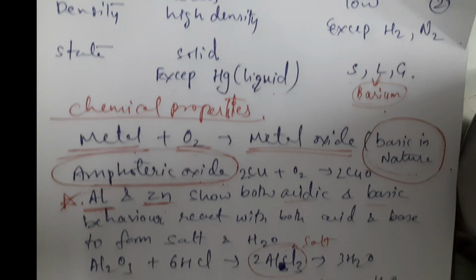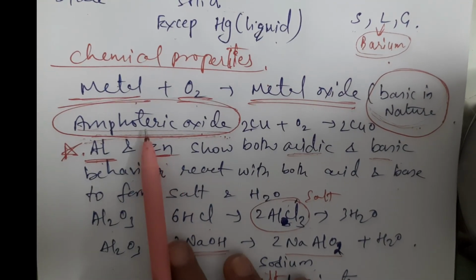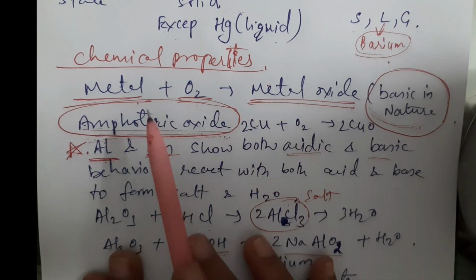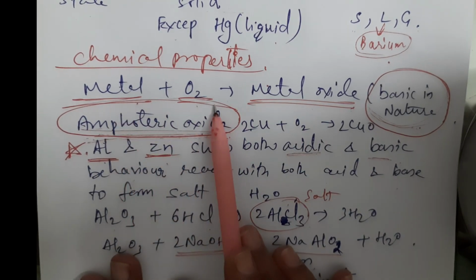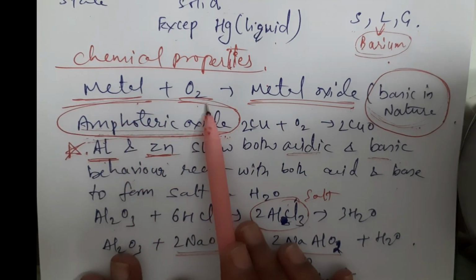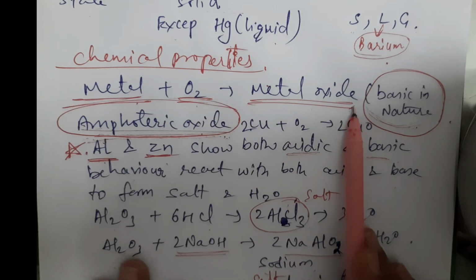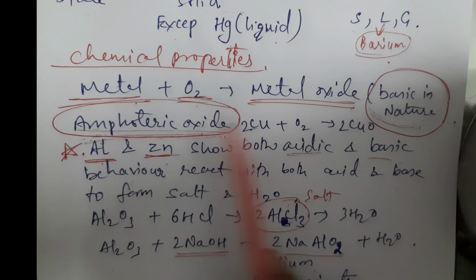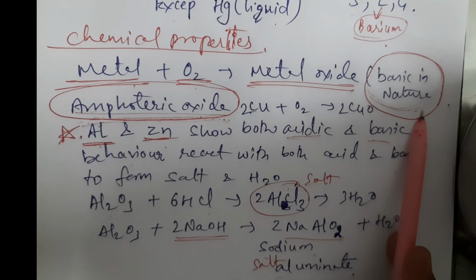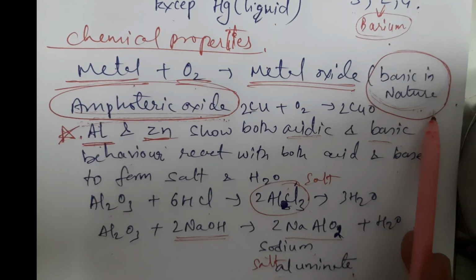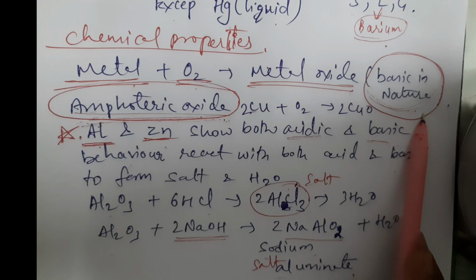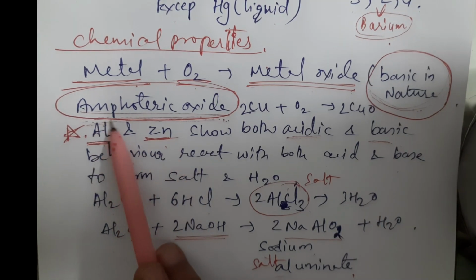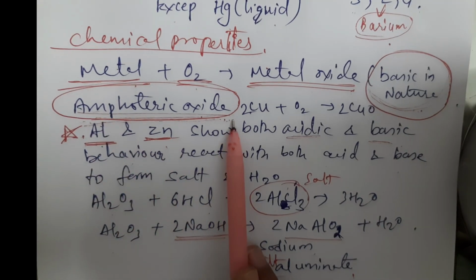Now let's start with the next topic, chemical properties of metals. The first property is how metals react with oxygen. Metals react with oxygen to form metallic oxides, and metallic oxides are basic in nature. Metallic oxides are basic in nature, so they react with acids. Now some metallic oxides are amphoteric oxides.